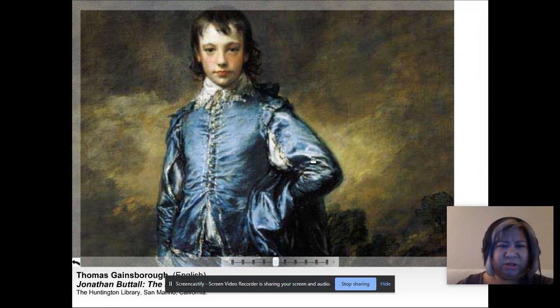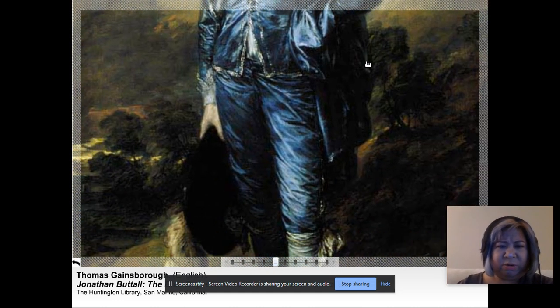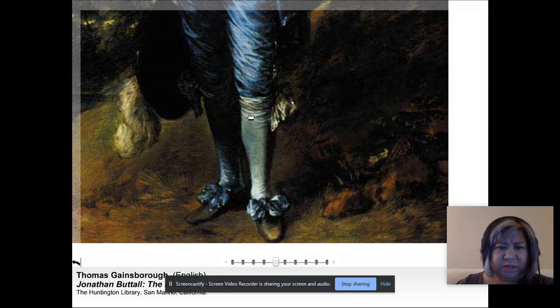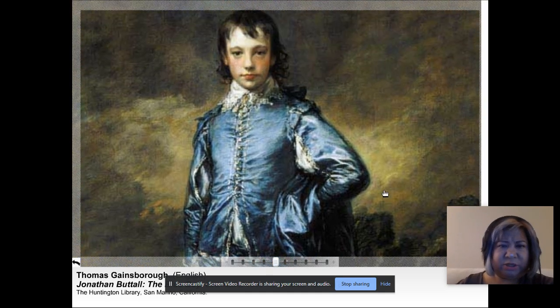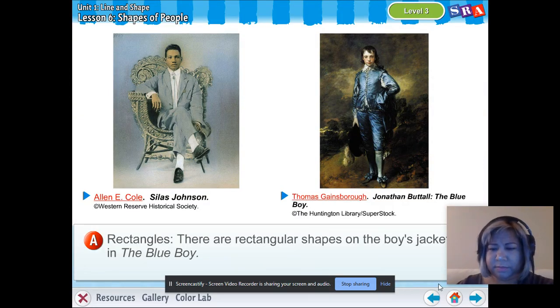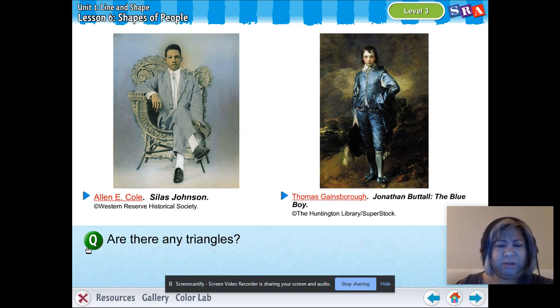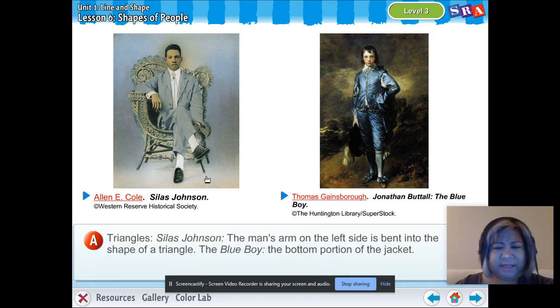Those are some shapes that you see. I see a rectangle. That's a very nice picture. Very fancy. Are there any triangles? In the man's left arm, his arm is bent, so it forms a triangle right here. In the Blue Boy, the bottom part of his jacket forms triangles that you see. Also his elbow, and the things on his lapels.